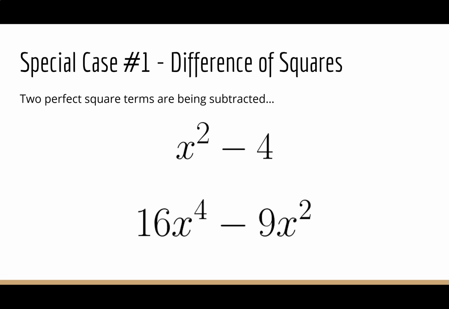So, difference of squares, like I mentioned, if it's something squared minus something squared, you do the square roots: x plus 2, x minus 2.